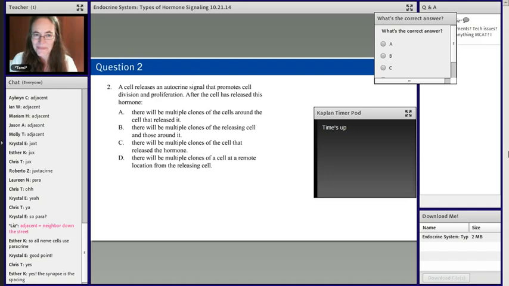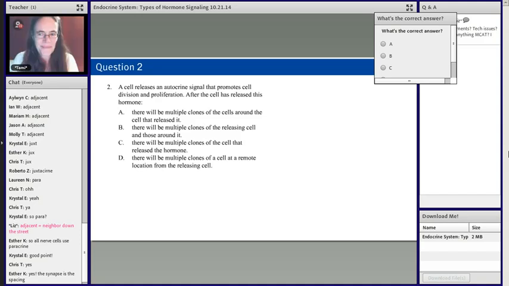Alrighty, guys, let's go ahead and look at this question. And I'll tell you, if you guys have been in a session with me before, I don't display the answers because everyone has a tendency to rush toward the answer that has been answered the most, or they'll change their answer. But I will tell you that 83% of us got this question correct. So this makes us very, very happy. Let's look at what we've got. A cell releases an autocrine signal that promotes cell division and proliferation. After the cell has released this hormone, so what I'm seeing is I've got cell division and proliferation.